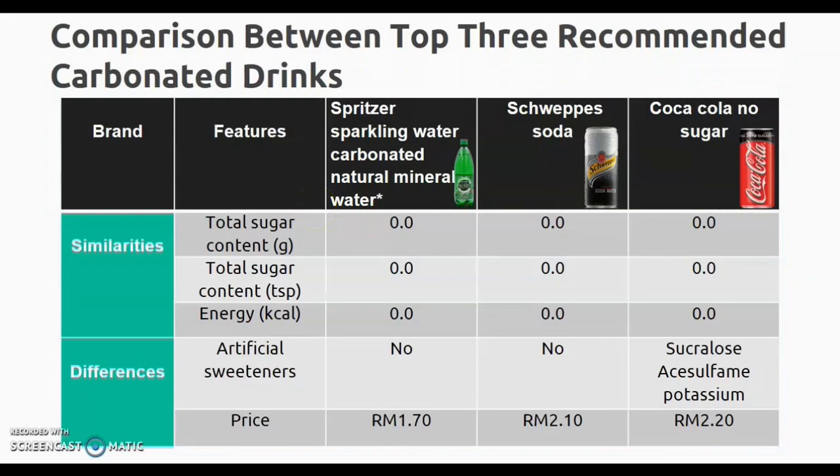From 5 products with 0 sugar content, 3 products have been selected. So there are Spritzer sparkling water, Chip soda, and Coca-Cola no sugar. The similarities among these products are they have 0 sugar content and 0 energy. The difference among these is only the Coca-Cola no sugar has artificial sweeteners, which are sucralose and acesulfame potassium.